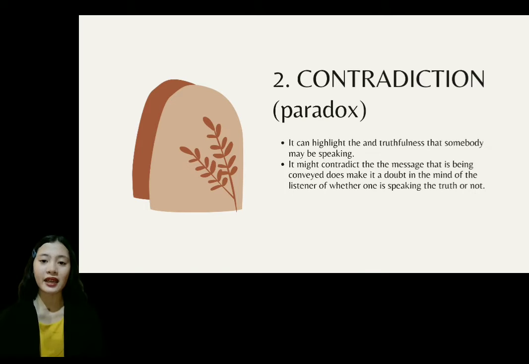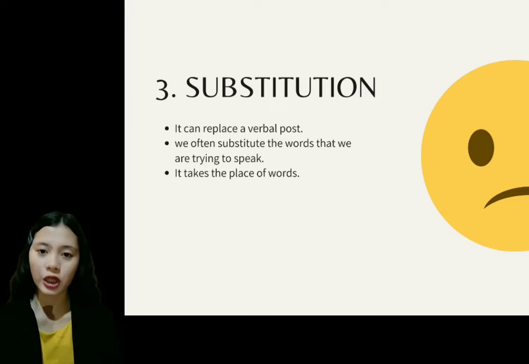The second one is contradiction or paradox. It might contradict the message that is being conveyed, thus making a doubt in the mind of the listener whether one is speaking the truth or not. This contradiction can highlight the untruthfulness that somebody may be speaking. It is very common to us that when we interact with others, we are always using eye contact. And because of the eye contact, it brings what we are going to convey and it delivers a message that we should interpret.